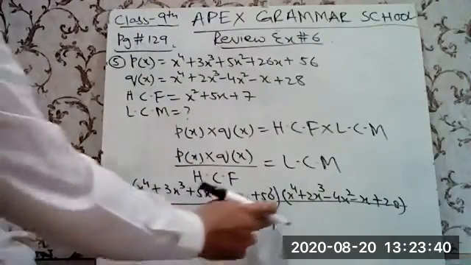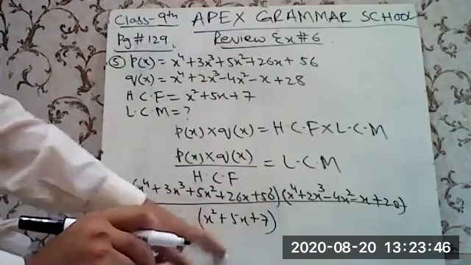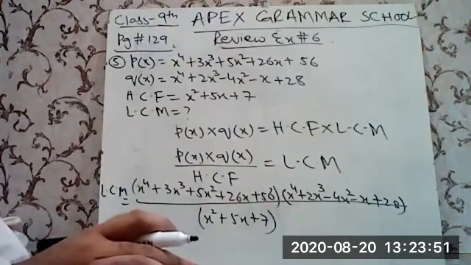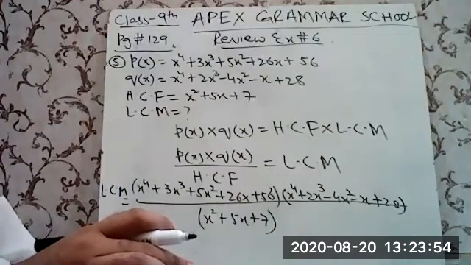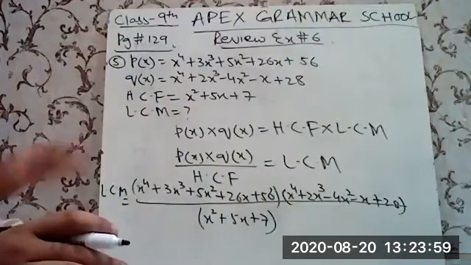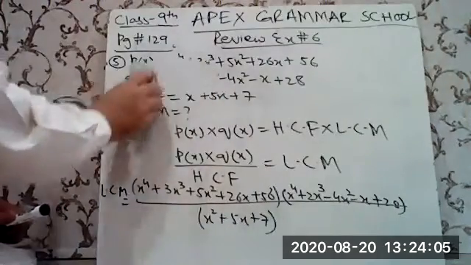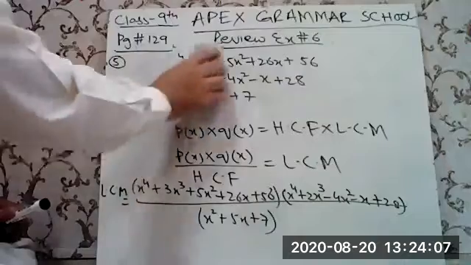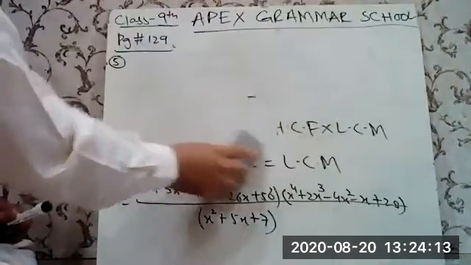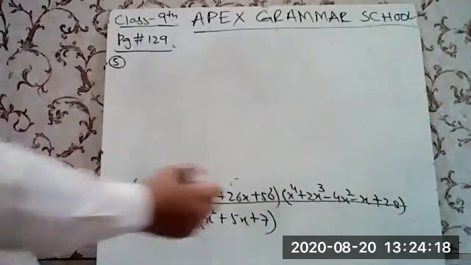Now you can see that this x squared plus 5x plus 7 can divide either this polynomial or this polynomial. So the division method will apply here. That is so easy, you can easily do this. But because of the space problem, I will erase this portion and solve it here so you can easily understand it. This is question number 5, remaining part. I am solving only this portion.